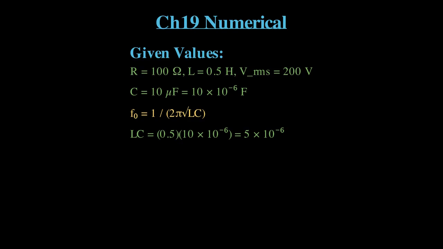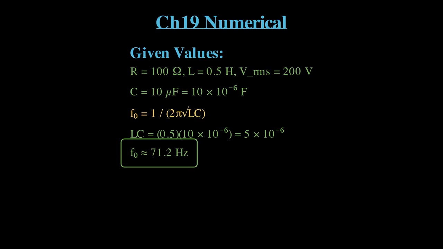Now we plug this back into our frequency formula. F0 is 1 divided by, in brackets, 2 times 3.416 times 2.36 times 10 to the power minus 3. After calculating, we get the resonant frequency as 71.2 Hz. That's our first answer.